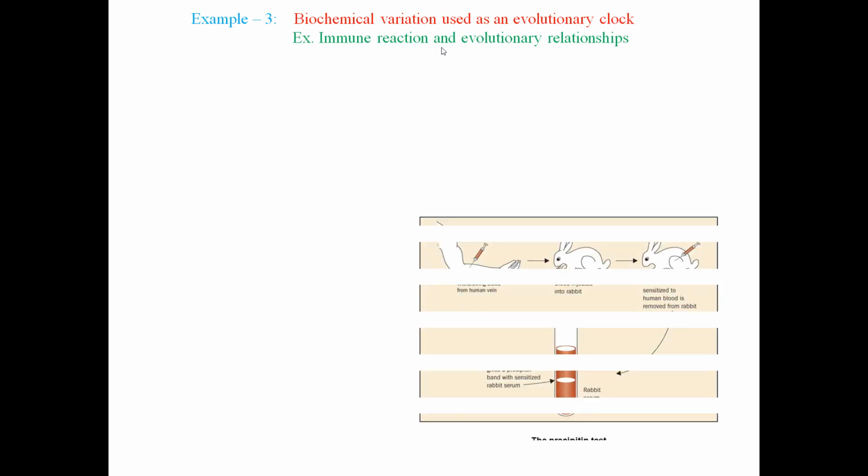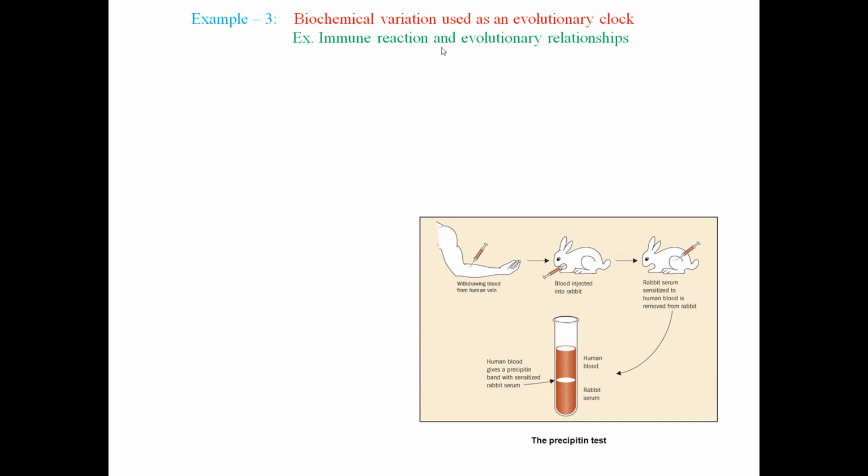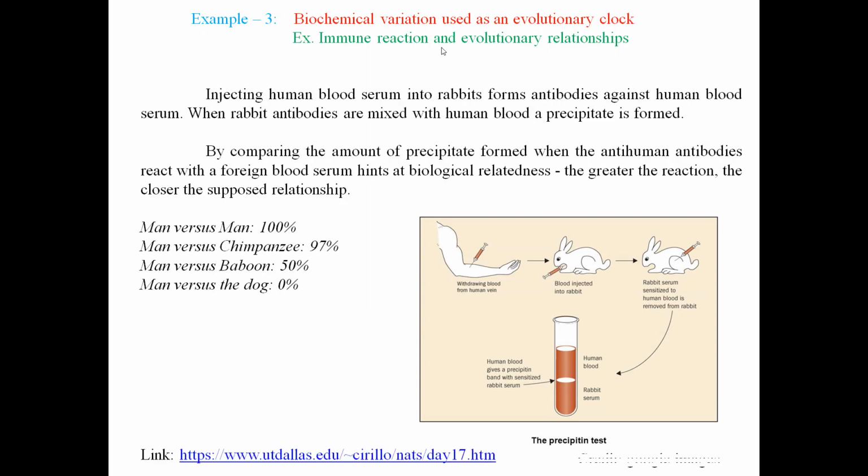And the next one is biochemical variation used as an evolutionary clock. That means how our immune reaction and evolutionary relationships are similar. We are doing a precipitin test. What we are going to do is inject human blood serum into a rabbit, which forms antibodies against human blood serum. When rabbit antibodies are mixed with human blood, a precipitate is formed.